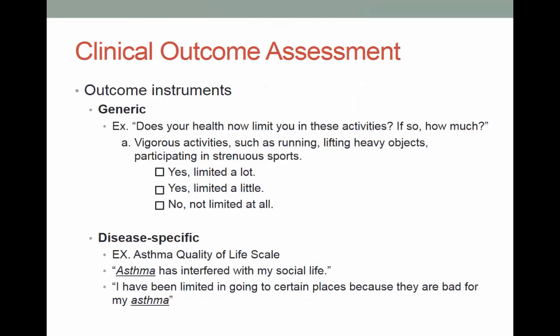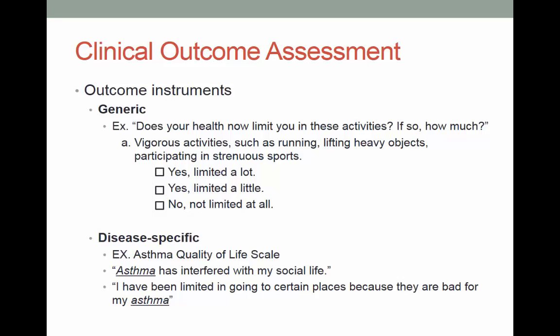Clinical outcome assessments can be generic, such as, does your health right now limit you in these activities? If so, how much? For example, for vigorous activities such as running, lifting heavy objects, participating in strenuous sports, a patient would click either yes, limited a lot, yes, limited a little, or no, not limited at all.